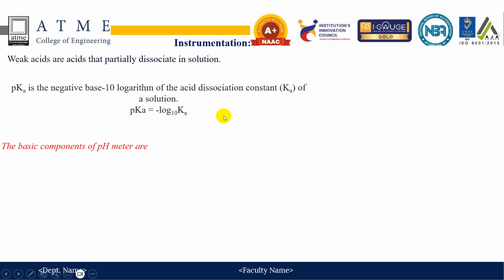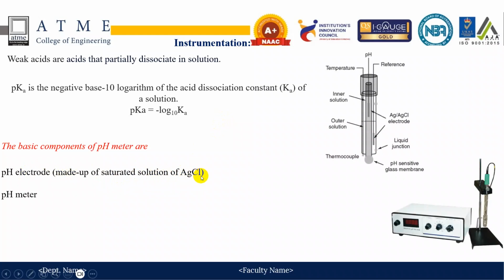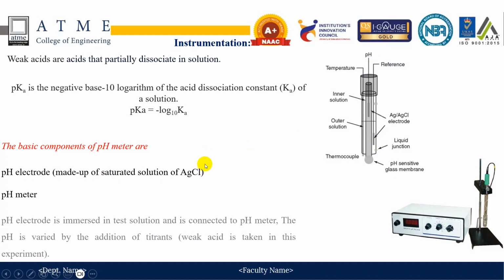For this determination, we use a pH meter. Usually, a basic pH meter comprises the following things. A pH electrode system made up of a glass electrode, and along with that, there will be a silver chloride reference electrode. So, it will be combined with the mercury chloride reference electrode, so that it becomes a combined glass electrode. Along with that, we need a pH meter. This pH electrode will be immersed in a test solution and will be connected to the pH meter.